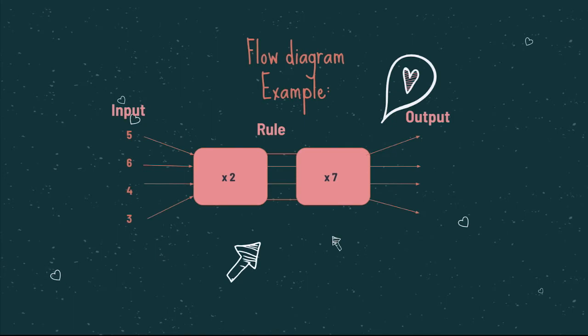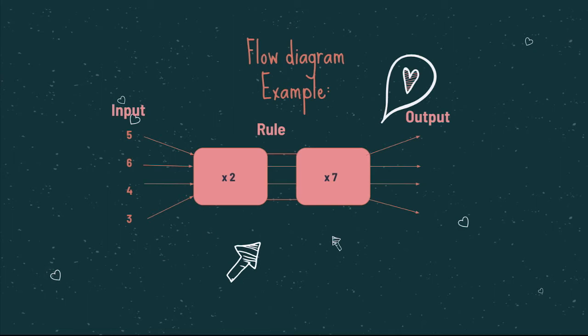So firstly we have the input. Then you get the rule and then you get your output. So you will be using your rule on your input to give you your output. So the first one, we have 5 as our input. The rule is to times that by 2 and then to times that new number by 7.